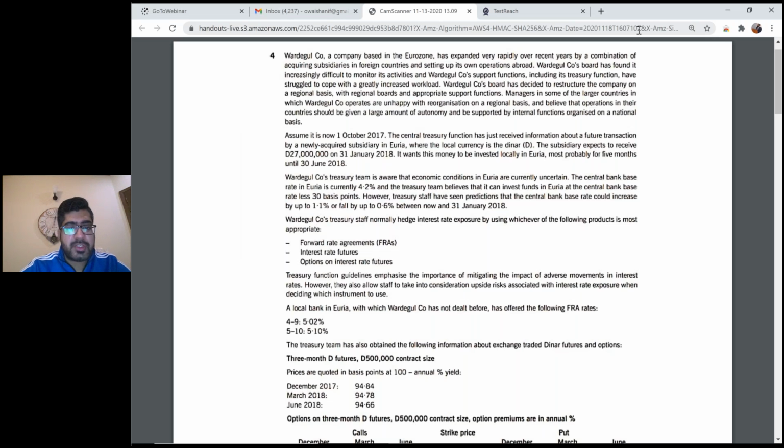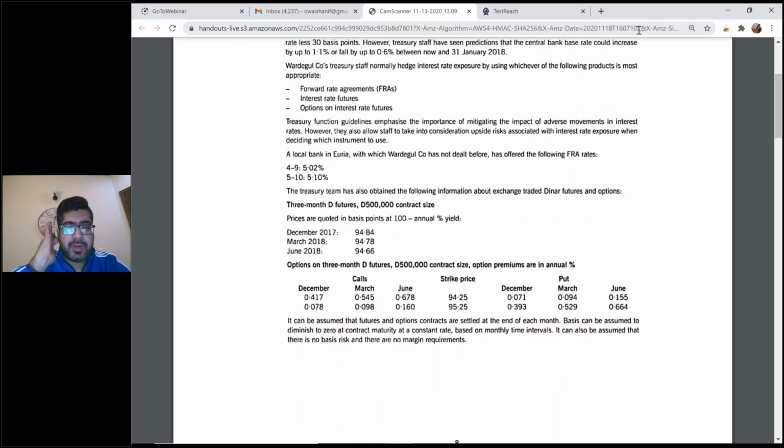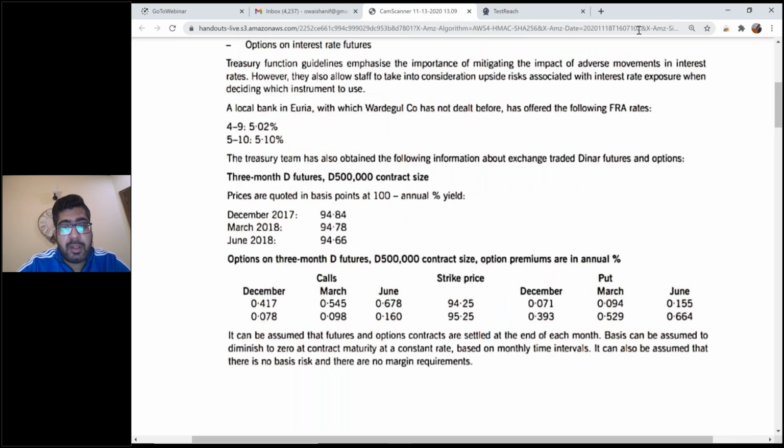Then you are given with options data. 5 lakh is the contract size, 500,000. Option premiums are in percentage. There are 2 exercise prices or 2 strike prices given in the middle. Strike price or exercise price is the same. So there are 2 strike prices, 94.25, 95. And you are given calls as well as put options for December, March, June. And the figures in between for calls and puts for December, March, June are the premiums at both prices. At 94.25, the whole row is the premiums, and at 95.25, the whole row is the premiums.